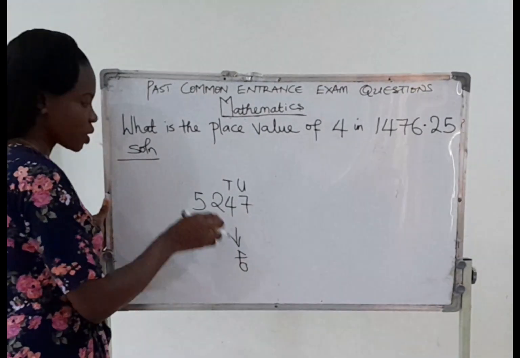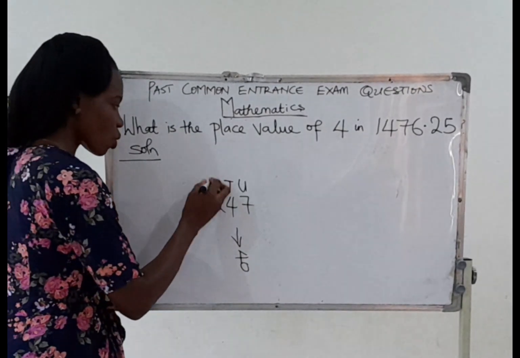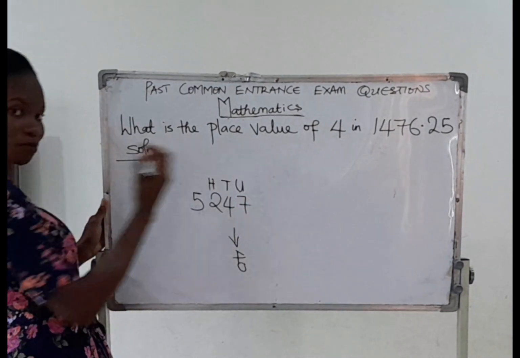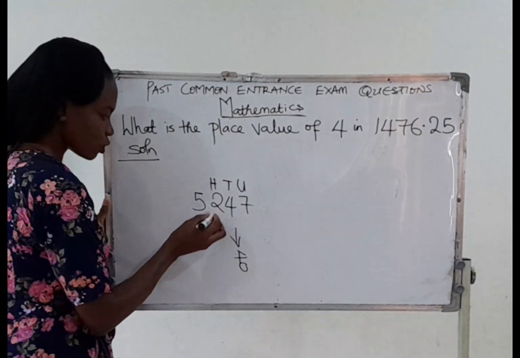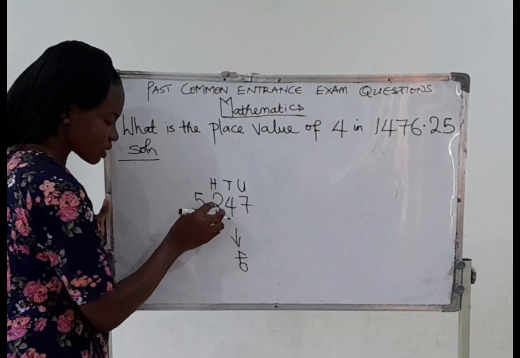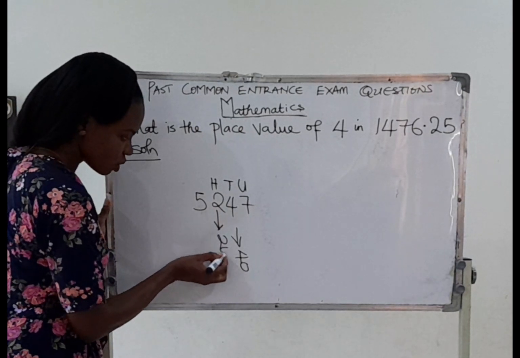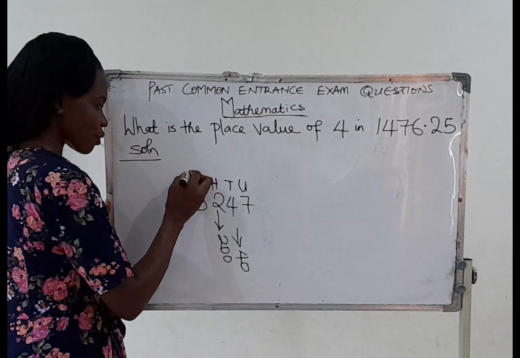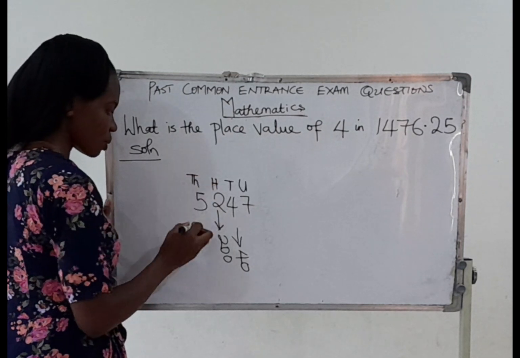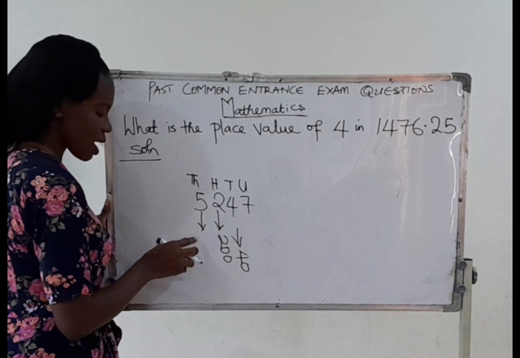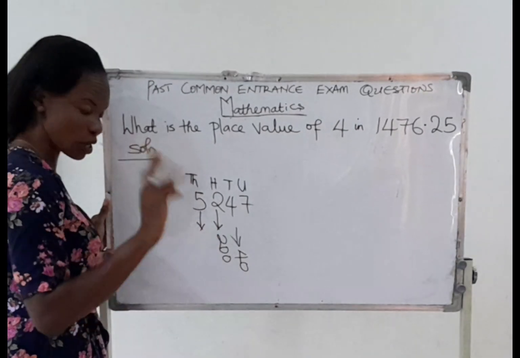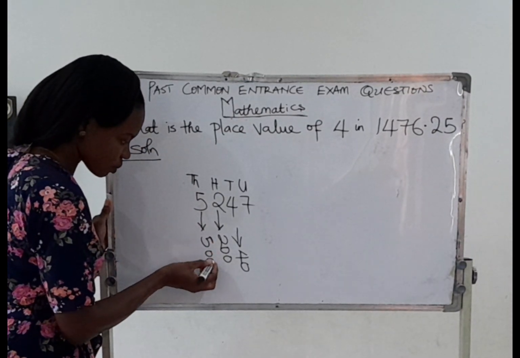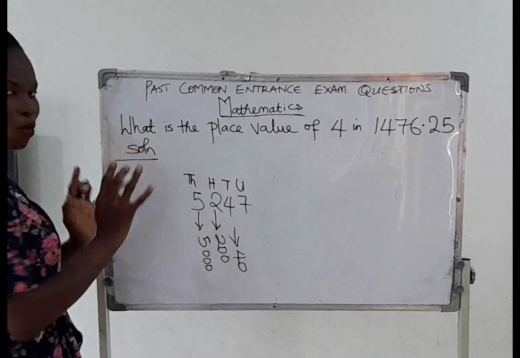This 2 here stands for what? 100. So units, tens, hundreds. We are moving backward. So 2 stands for hundreds, and 100 has 2 zeros, meaning this 2 means the same as 200. This 5 here stands for 1,000. How many zeros does 1,000 have? 3. So this is 5 with 3 zeros, 1, 2, 3, 5,000. So this is a whole number.